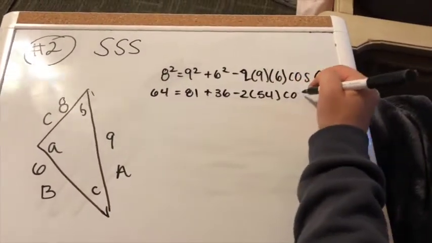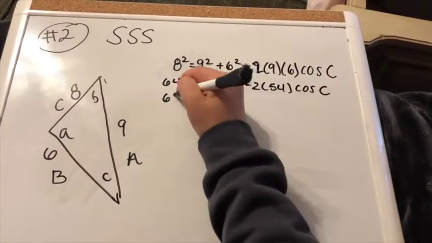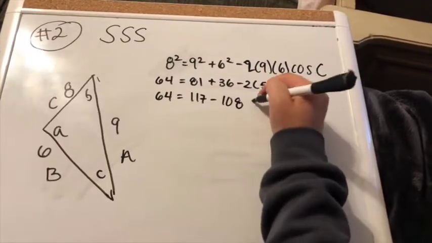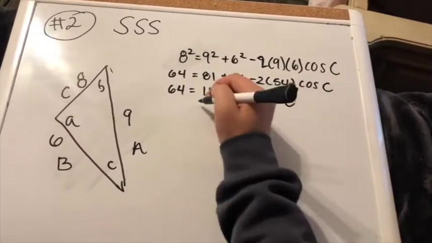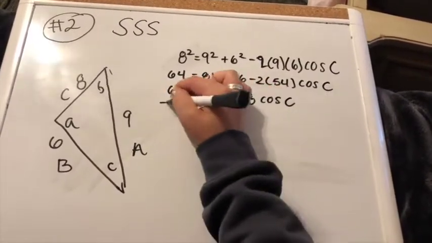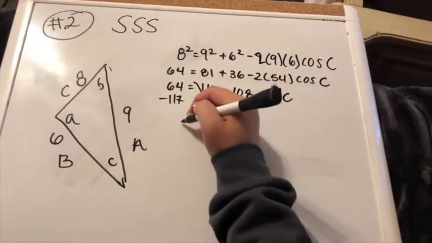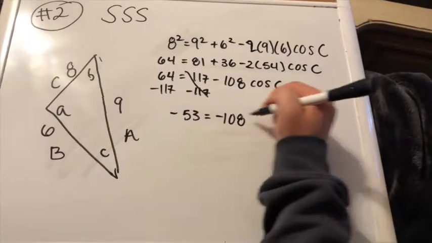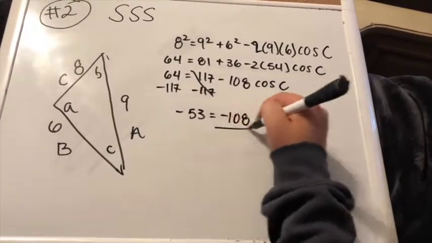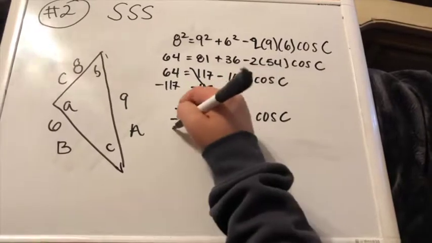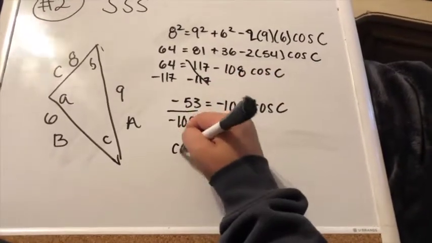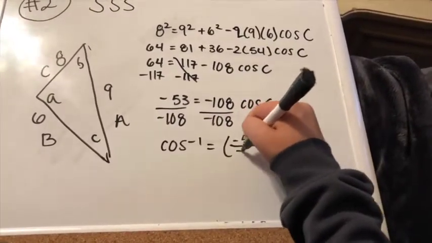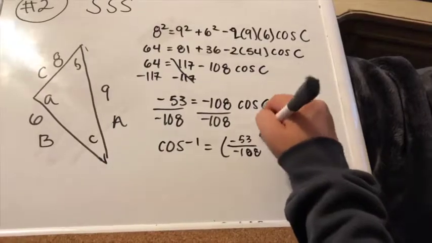So, substitute the values into the formula. 8 squared equals 9 squared plus 6 squared minus 2 times 9 times 6 cosine c. Remember that you only subtract 117 from both sides. Negative 108 is a part of cosine. At this point, we have negative 53 equals negative 108 cosine c. Divide both sides by negative 108, so you have negative 53 divided by negative 108 equals cosine c. Use inverse cosine and carefully plug it into your calculator, and your answer will be that c equals about 60.6 degrees.